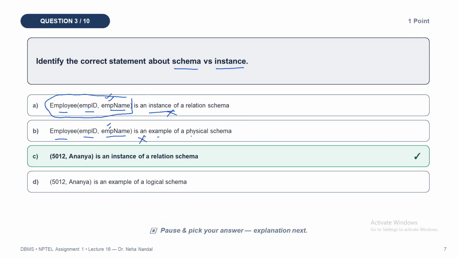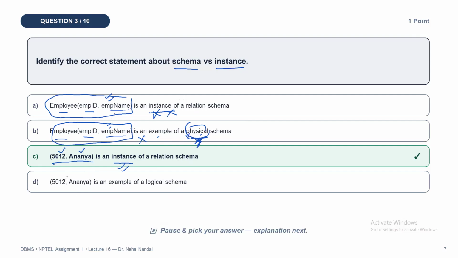It is a schema, but it is not a physical schema. It is not talking about the storage. Physical is the storage part. It is telling about the structure of your table, so it is not related to the physical level. Also it is not an instance, so here it is wrong. Now here it is talking about the values inside employee ID and employee name. That is a current picture, so it is an instance of this relational schema.